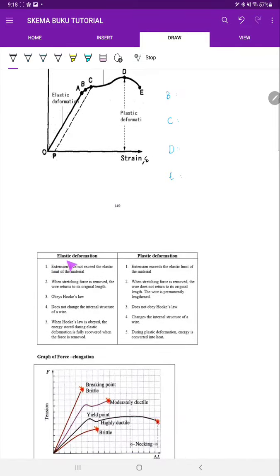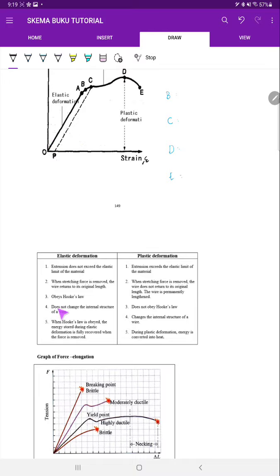Okay, so apa perbezaan elastic deformation and plastic deformation? Elastic does not exceed the elastic limit, so sampai kat sini je. When the stretch force is removed, the wire returns to its original length. Obey Hooke's law. Hooke's law kata apa? F is directly proportional to the extension, maksudnya F berkadar langsung dengan pemanjangan.